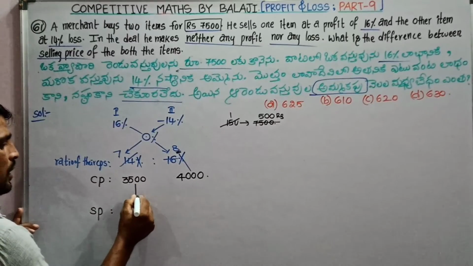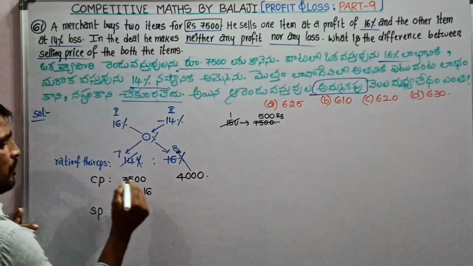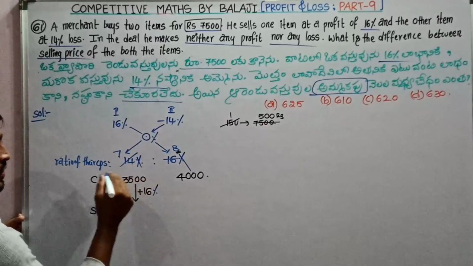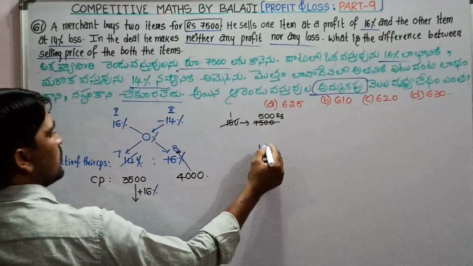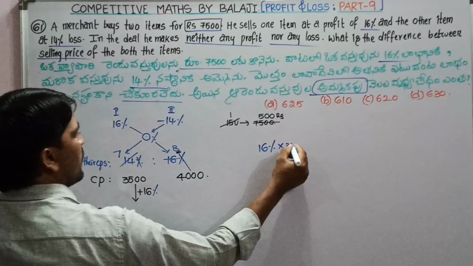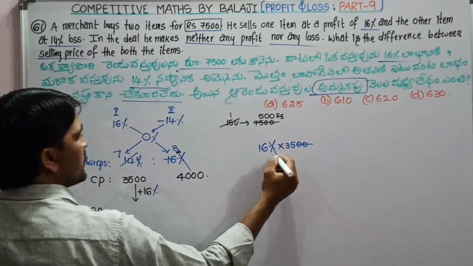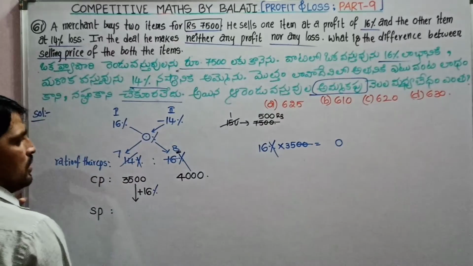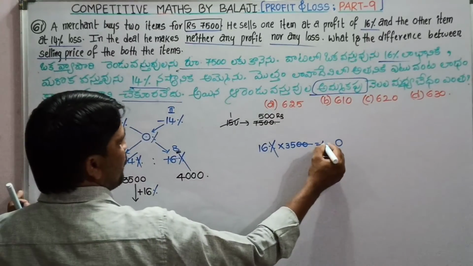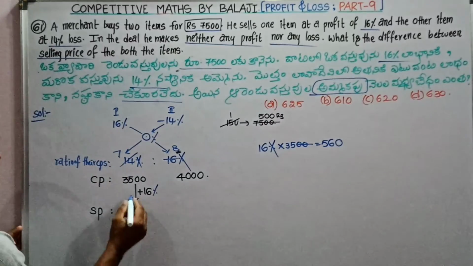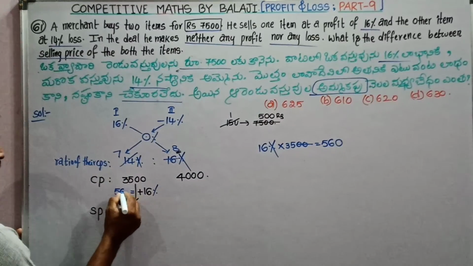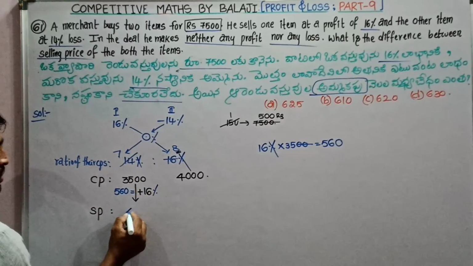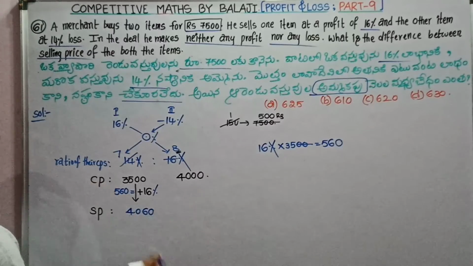On first item, he made 16% profit. What is 16% of 3500? See here, 16% of 3500. 2 zeros percentage gets cancelled. 16 5s are 80, 8 is carry. 16 3s are 48 plus 8, 56. 560 rupees is profit. 16% of 3500 is 560. So add them. 4060 is the SP of first item.